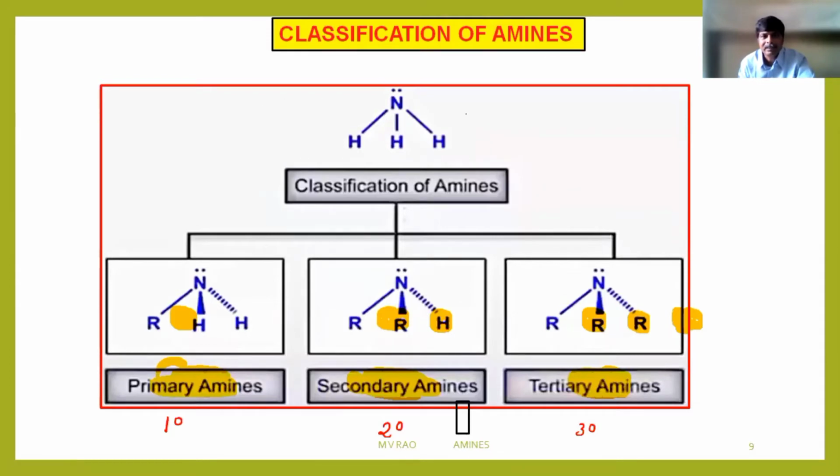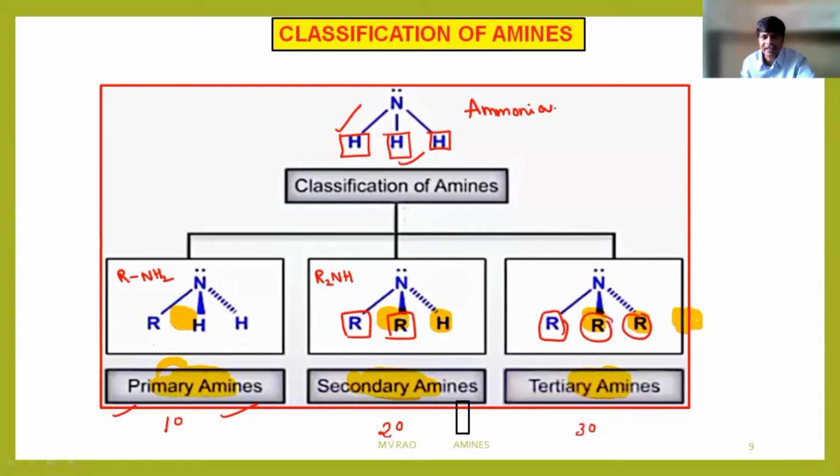Classification of amines. This is ammonia. In ammonia, if only one H is replaced with an alkyl group, then the amine formed is called a primary amine. If 2 H's are replaced with alkyl groups, R, this is also R, it is secondary. In ammonia, if only one H is replaced, the remaining part is RNH2. Here 2 are replaced, R2NH. Here 3 alkyl groups came, that means 3 H's are replaced. So the general formula is R3N. What is the general formula of tertiary amines? R3N. Secondary amines R2NH. Here RNH2.